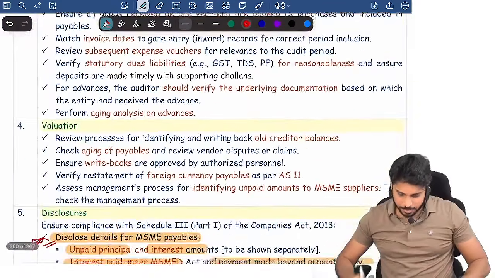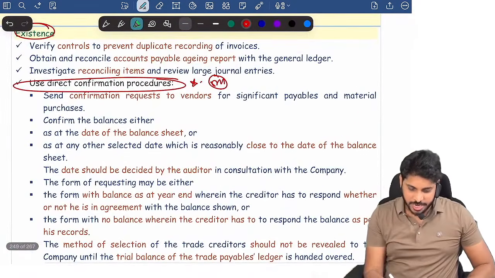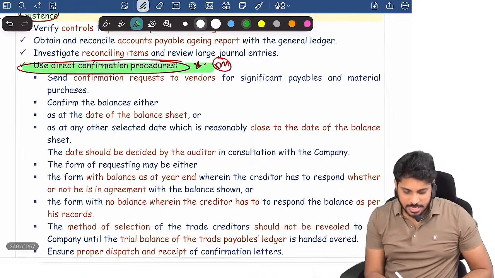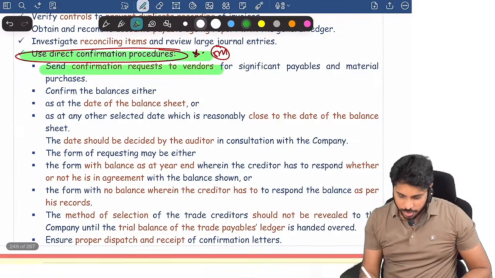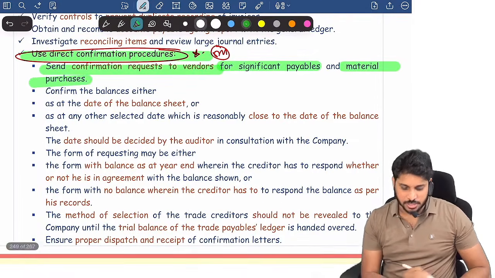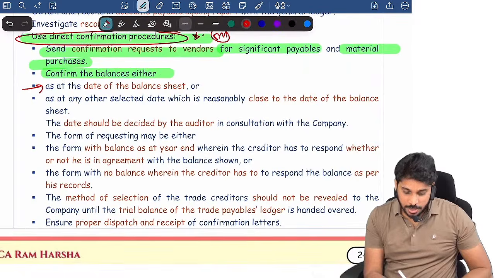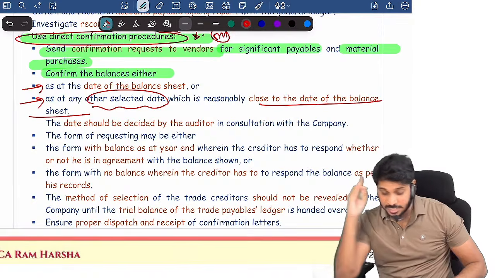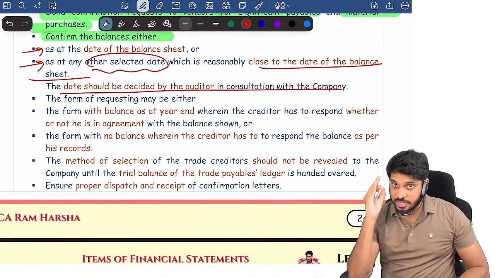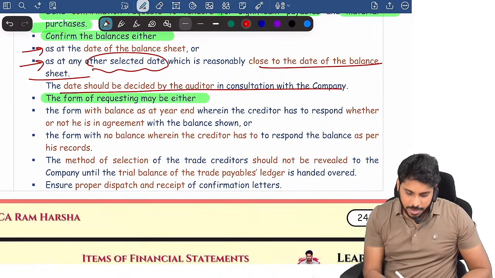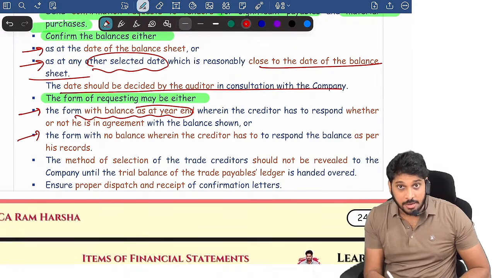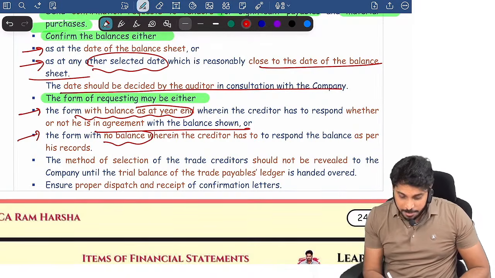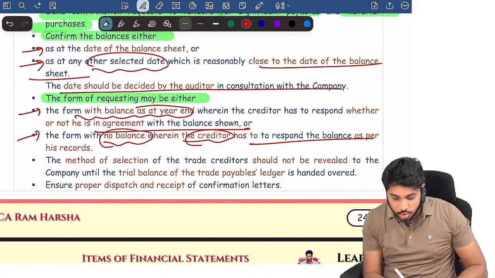Then existence of trade payable. First, you can use direct confirmation. Send confirmation requests to vendors for significant payables and material purchases. Confirm balances either on balance sheet date or any other date which is near to balance sheet date. Same thing we saw in trade receivable. The date will be decided by the auditor after consulting with the company. The form of request may be either the form where the balance is mentioned at the year end and the party is asked to confirm, or the form will be a nil balance wherein the creditor has to respond.